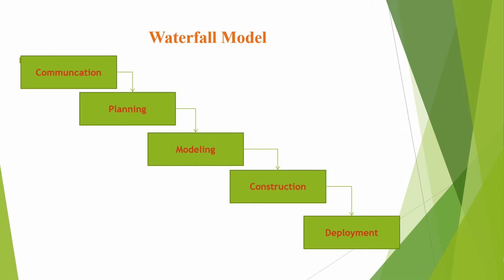In waterfall approach, the whole process of the waterfall development is divided into separate phases. In the waterfall model, typically the outcome of one phase acts as the input for the next phase sequentially. This diagram shows the representation of different phases of the waterfall model. Those are: first one is communication phase, second one is the planning, third one is the modeling, fourth one is the construction, and the last one, that is the deployment.